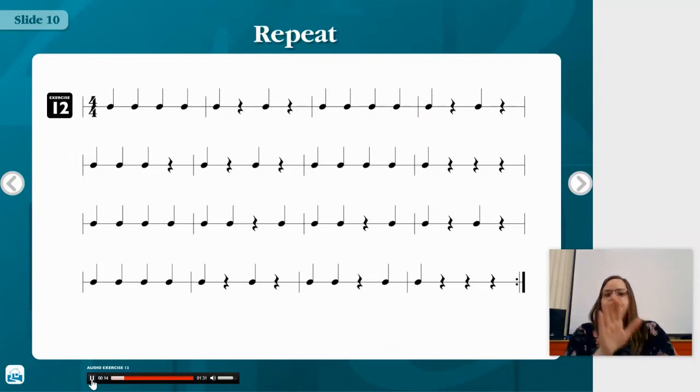Second line. Third line. Fourth line. Beginning. Third line.